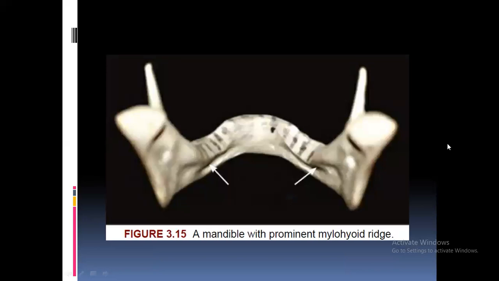And this picture shows mandible with a prominent mylohyoid ridge, and this arrow mark shows the prominent mylohyoid ridge, and this mylohyoid ridge is covered by thin mucosal covering, so it is easily damaged at the time of insertion of the denture.